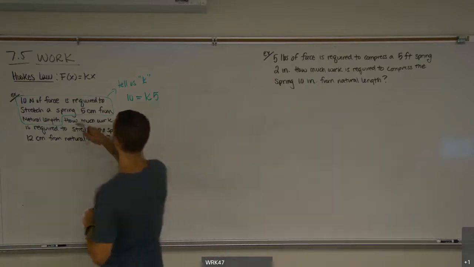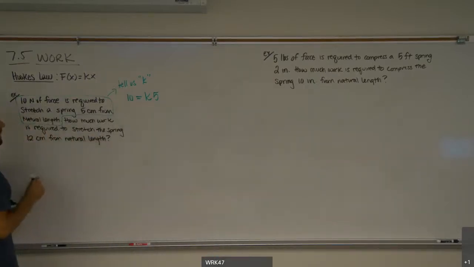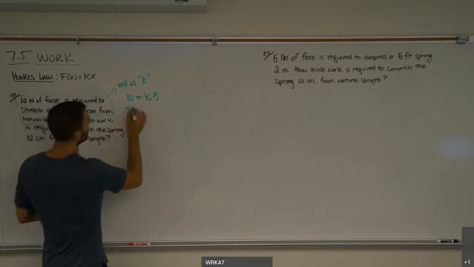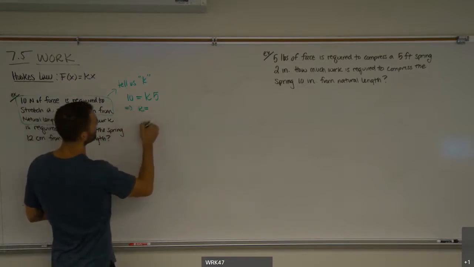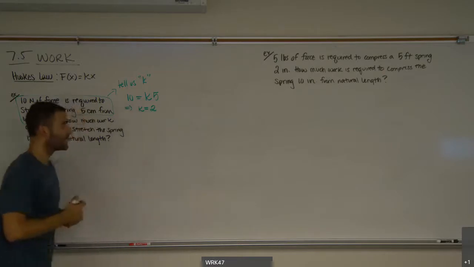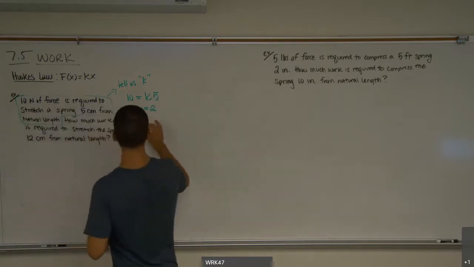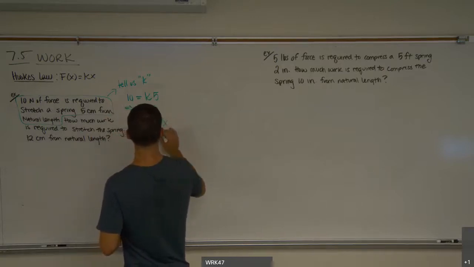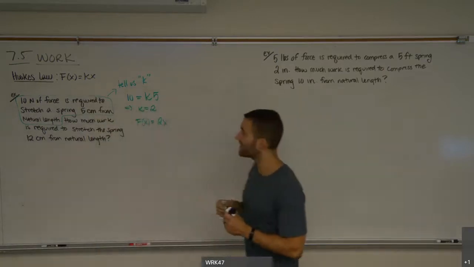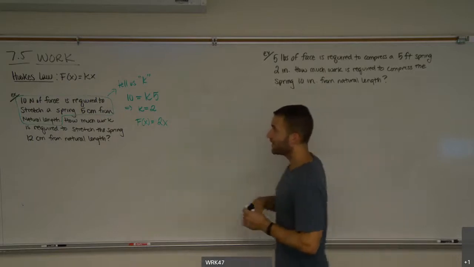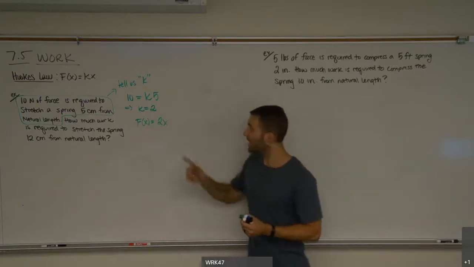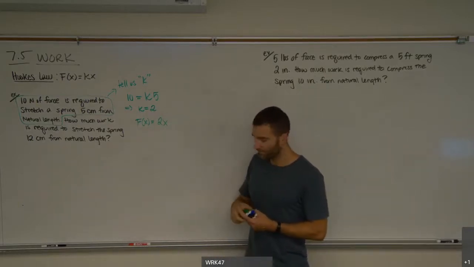And so 10 newtons of force required to stretch a spring 5 centimeters from natural length implies then for this very specific spring, my k is 2, 10 divided by 5. And so the force function for this problem is 2x. So Hooke's law tells me what the force function should be. For this spring, the force function is 2x. That's where I get my k from in the first statement.